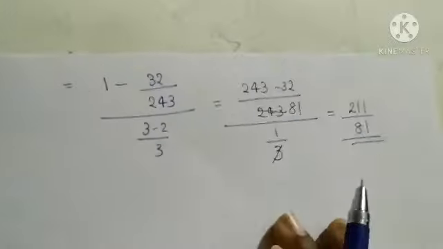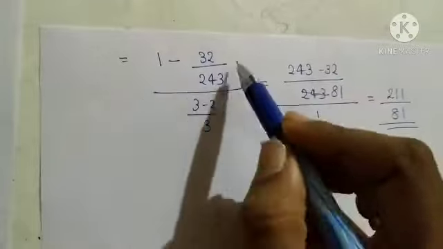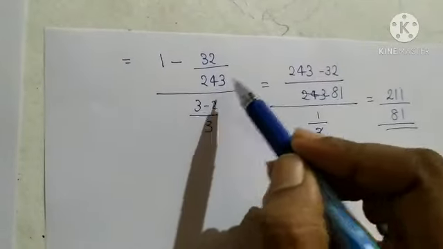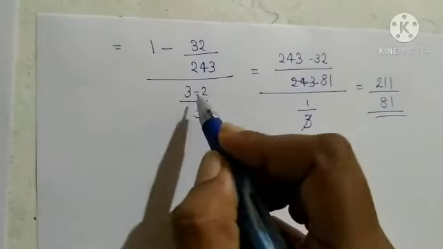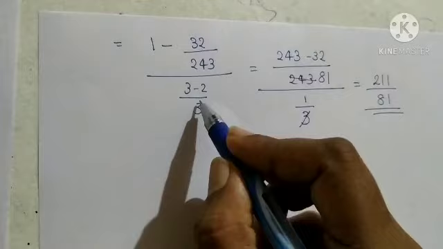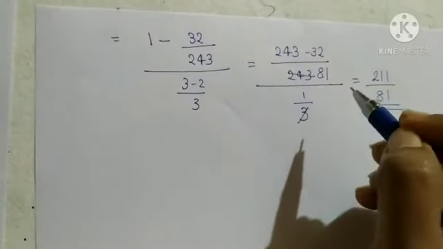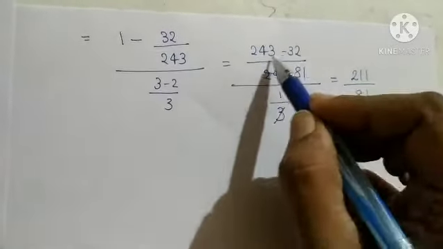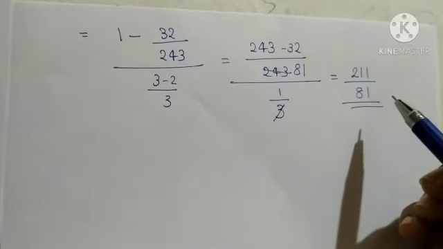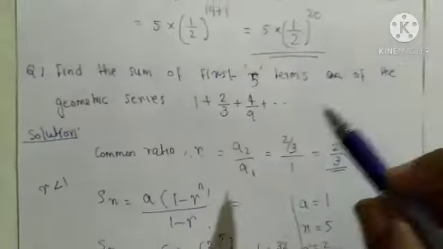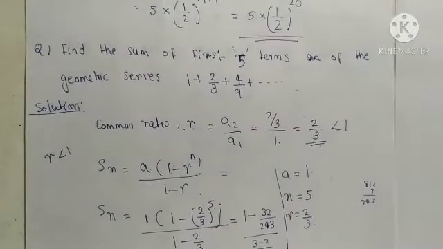Okay, so next I'm going to cross multiply on the numerator, we get (243 minus 32) divided by 243, whole divided by 3 minus 2, which is 1 by 3. Cancelling this 3 and 243 will change it to 81 here, and the final answer will be 243 minus 32 is 211, so 211 by 81 is our final answer. Okay, so learn by heart all the formulas in GP.